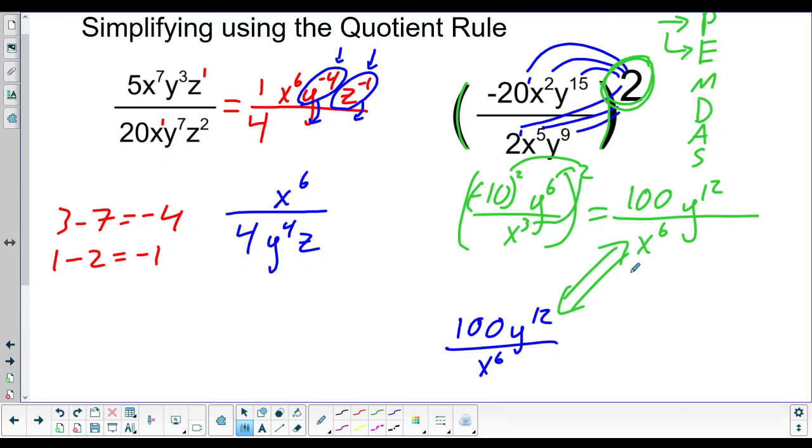It's so beautiful. So you have options. You can either simplify the inside first and then distribute the exponent, or if you like big numbers, you can distribute the exponent and then simplify. Both will work just fine. It's whatever you want to do.